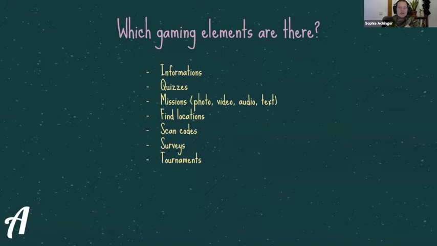There's the possibility to send your players on missions, so to let them take a photo, make a video, record an audio task, stuff like that. And also, of course, there's find location. So you can send people via GPS through your city or your surroundings and let them search for places. You can let them scan QR codes, make surveys, and design little tournaments.